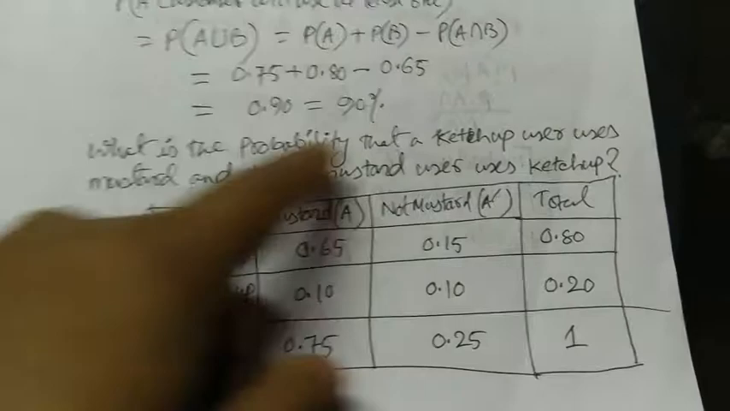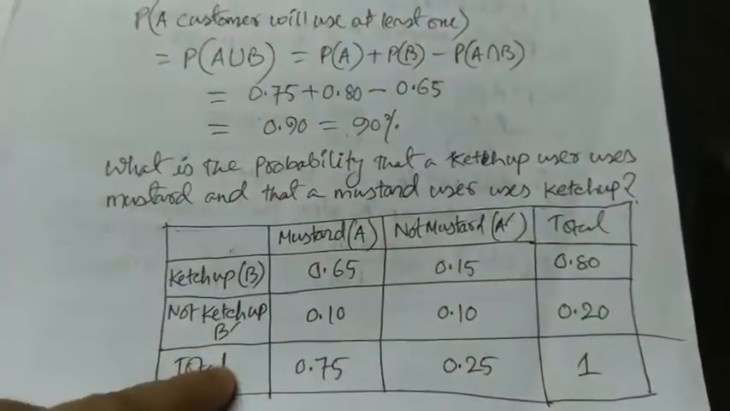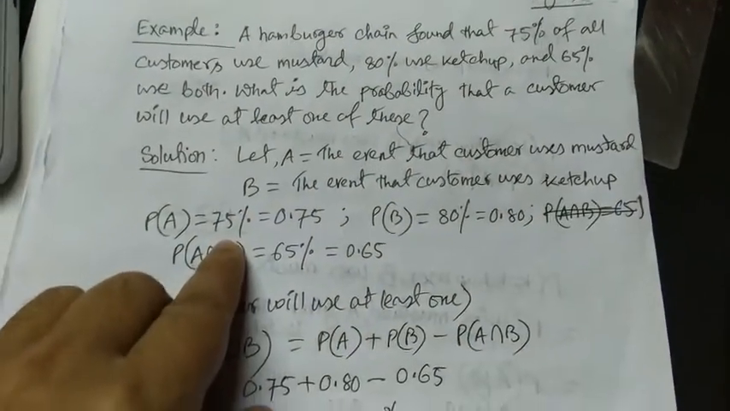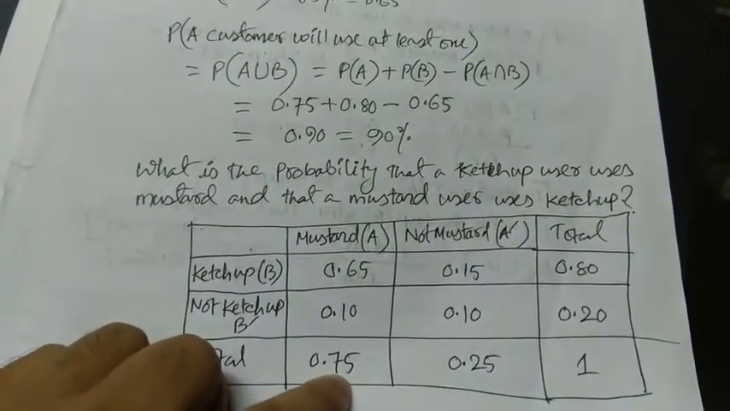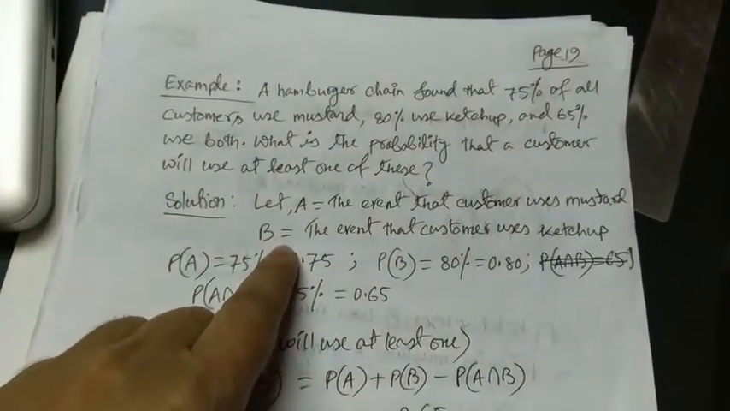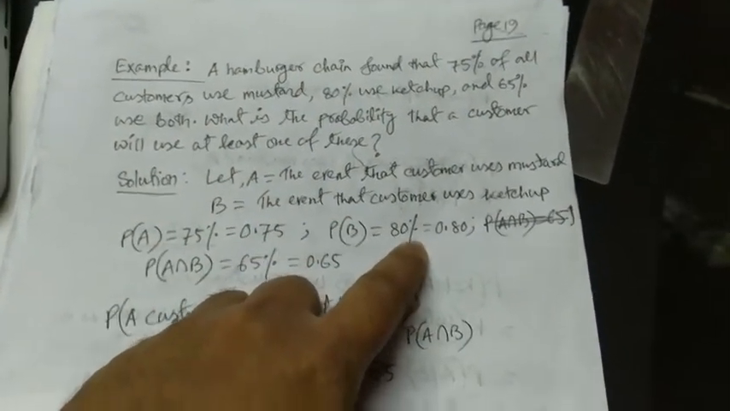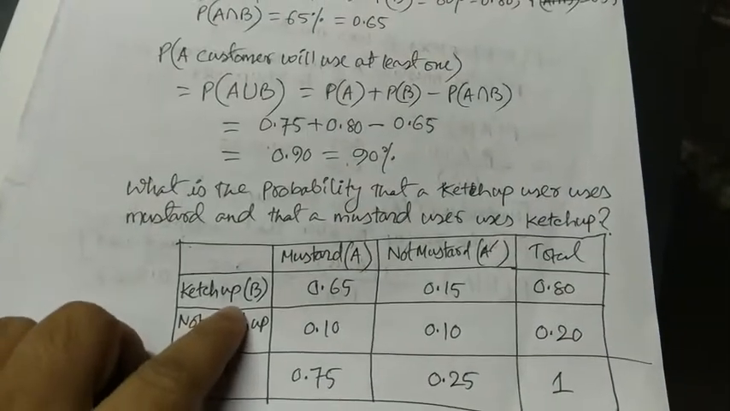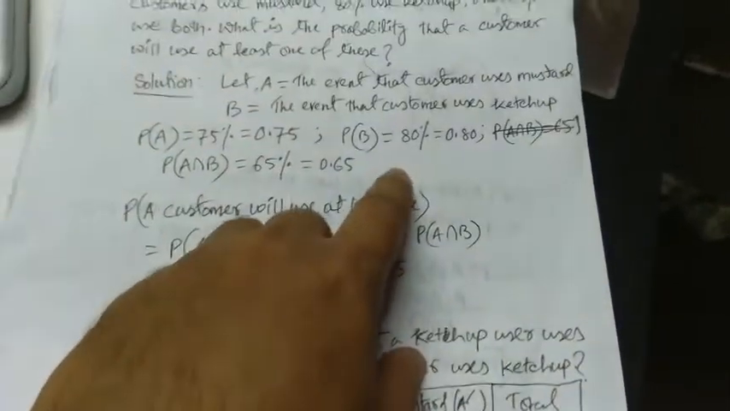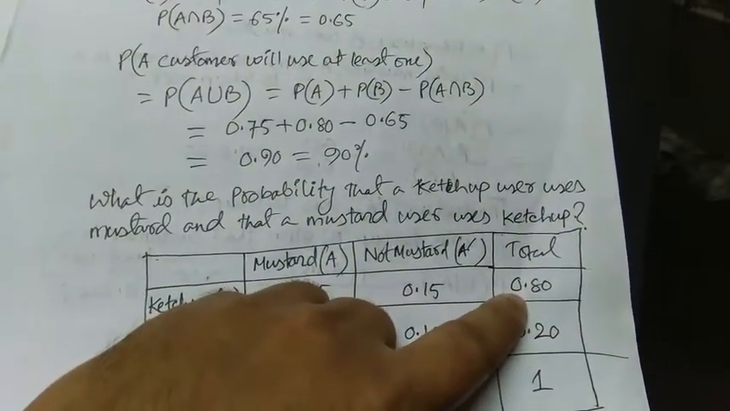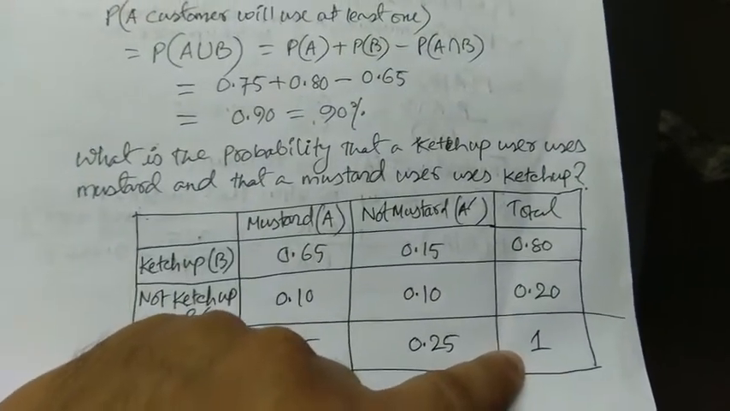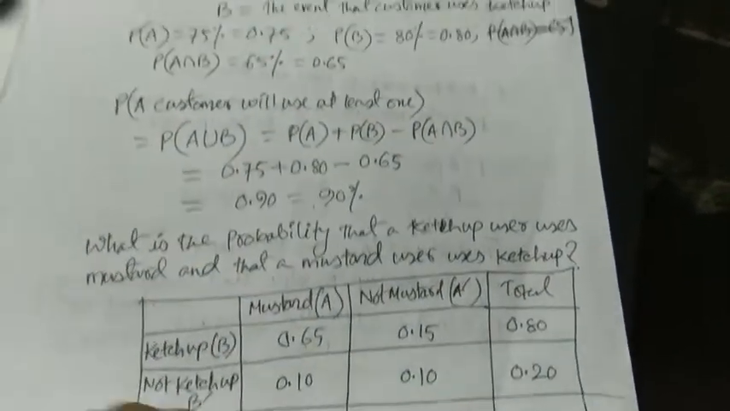So to find this out, it's better if we develop a table. As you can see, the question says that probability of A is 75%. Mustard, that means probability of A is 75%, that means 0.75. Probability of B means ketchup. Probability of B is 80%, so ketchup, that means B is 0.80. And as you already know, total probability is always 1.